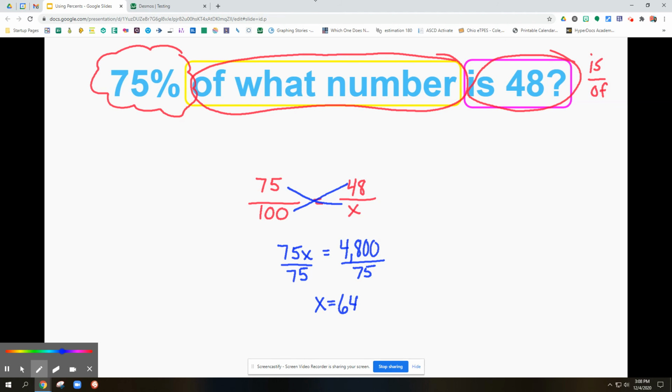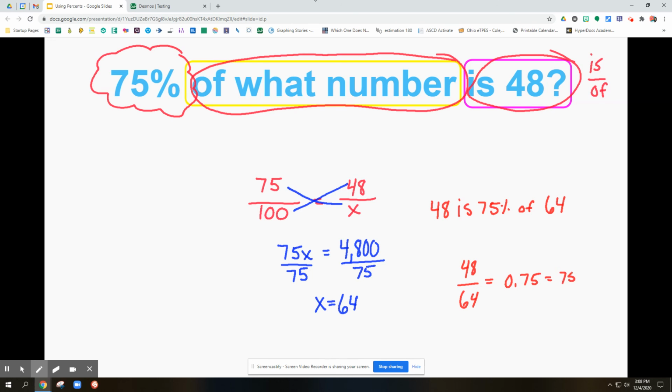So in this problem, what we're saying is that 48 is 75% of 64. Put 48 over 64 in your calculator. You will get 0.75, which we know is equivalent to 75%.